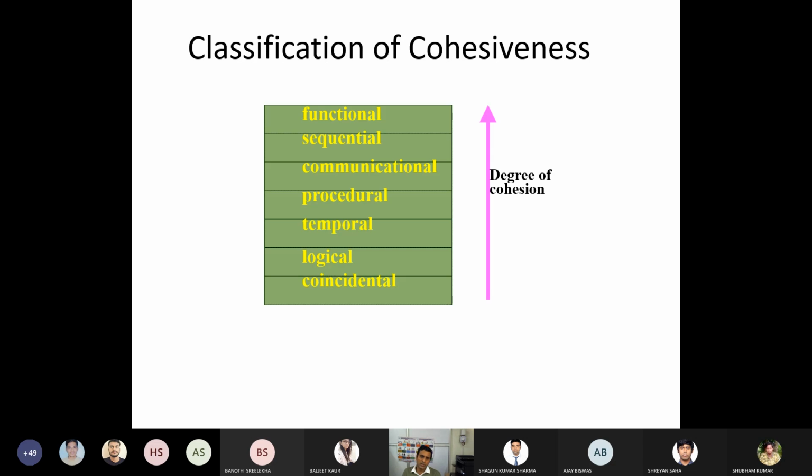So now the cohesiveness is, now you have something like this. These are the various classifications of cohesiveness. Starting from coincidental to functional, your degree of cohesion is slowly introduced. You have a low degree of cohesion at the coincidental, and we slowly go towards higher cohesiveness when we have the functional class of cohesion. We'll see each and every one.